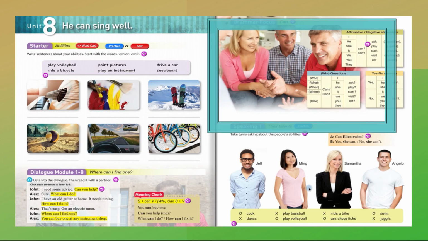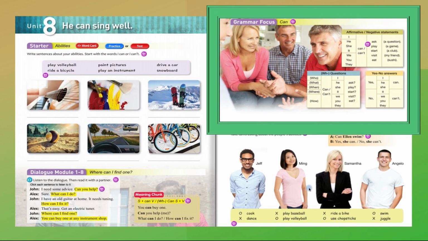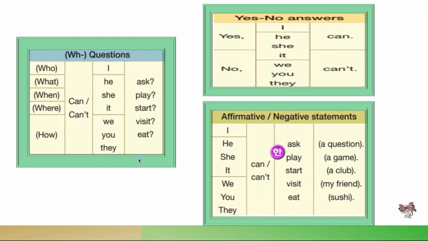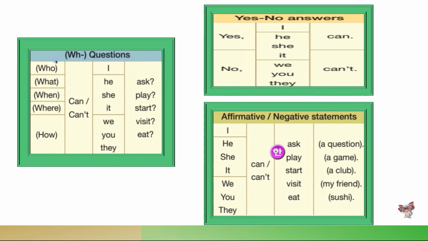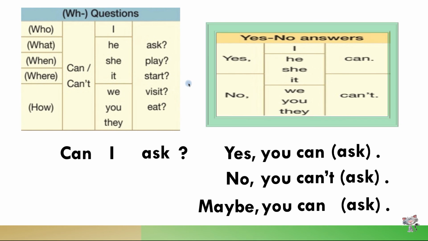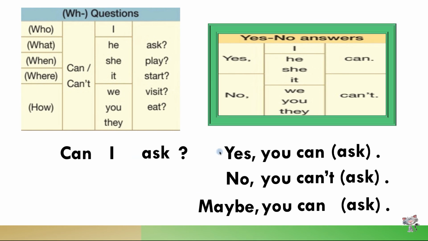So that was a lot of grammar to do with can. Most of you have had the idea. You got questions, and if there's no what, you got a yes, no. Can he ask? So here we've got, like, can I ask? And then just to give you a little extra tip here, can I ask? You might say, yes, you can ask. No, you can't. Another option, you might say, maybe you can ask. There's always an option too.